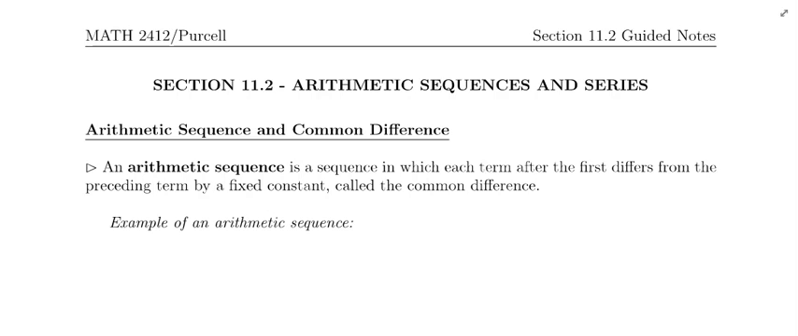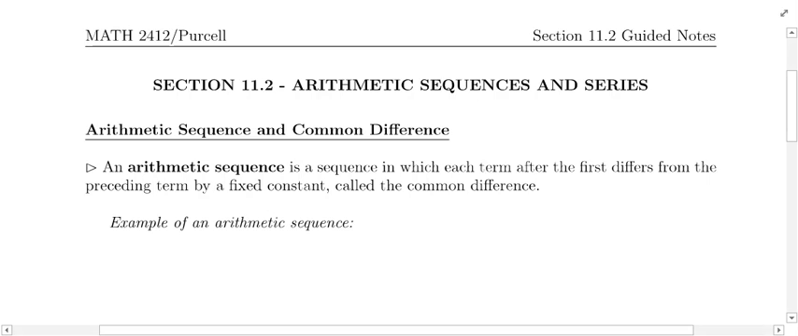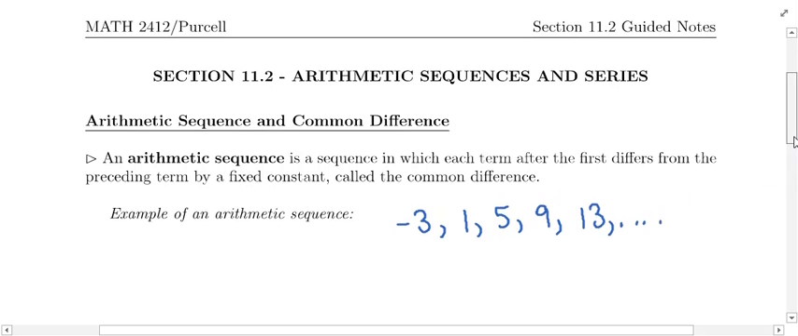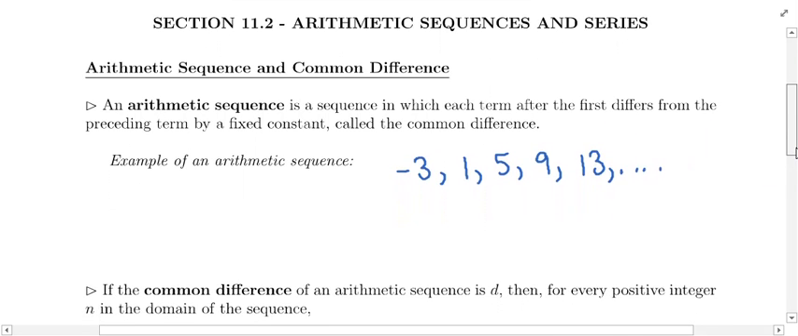The first thing we're going to do is talk about what an arithmetic sequence is. If you read the bullet point there, it says an arithmetic sequence is a sequence in which each term after the first differs from the preceding term by a fixed constant called the common difference. Let me give you an example of an arithmetic sequence. Let's say I have the numbers -3, 1, 5, 9, 13, and so on. This is an example of an arithmetic sequence.